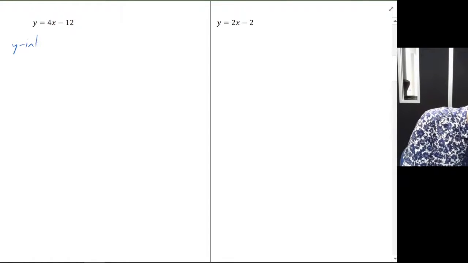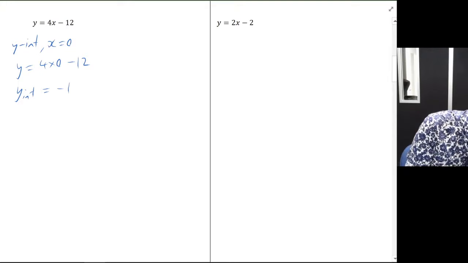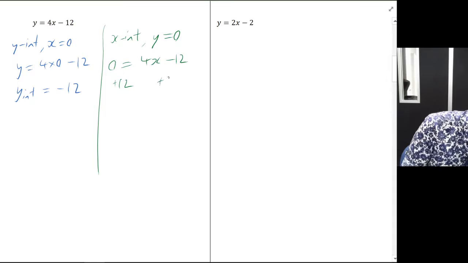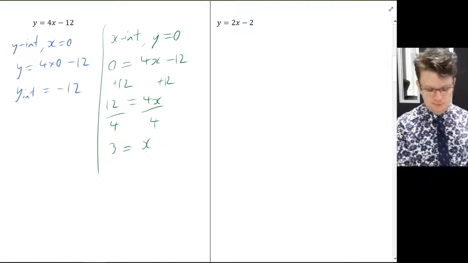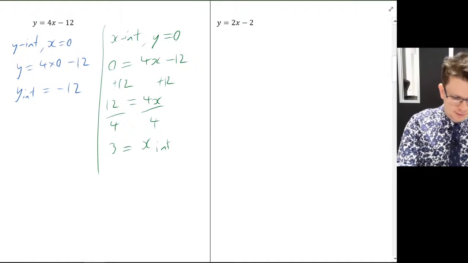So y int, x equals 0. So my y int is negative 12. My x int is when y equals 0. Add 12 to both sides. Divide both sides by 4. And I'm left with my x-intercept being 3. Alrighty, so let's plot.